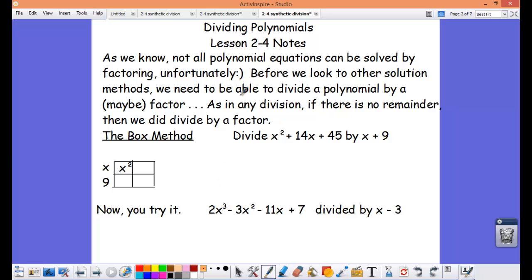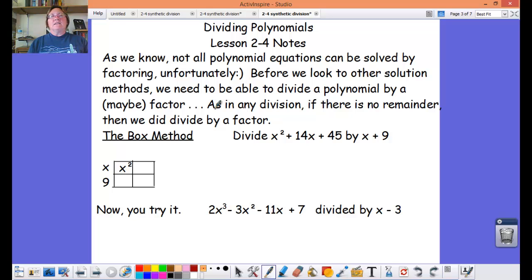Hi, and welcome to our fourth lesson in Chapter 2 on polynomials. Today we're going to cover an important topic, dividing polynomials. The reason I say important is because not every polynomial equation can be factored. I wish they could, but they can't.